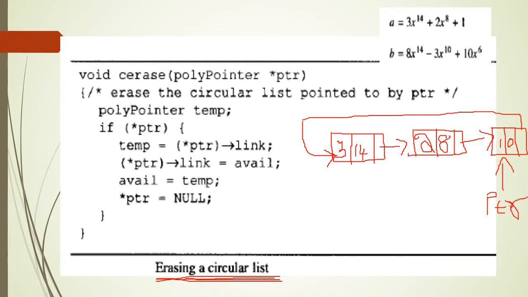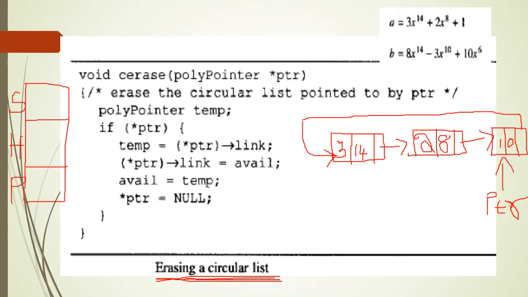Now we'll see how to delete this circular list, that is the circular list which contains the terms of the polynomial. With respect to this function, they have introduced one concept called avail. As you already know, in the C programming language, the entire computer memory is divided into three parts: first one is stack, second one is heap, and third one is permanent storage area.